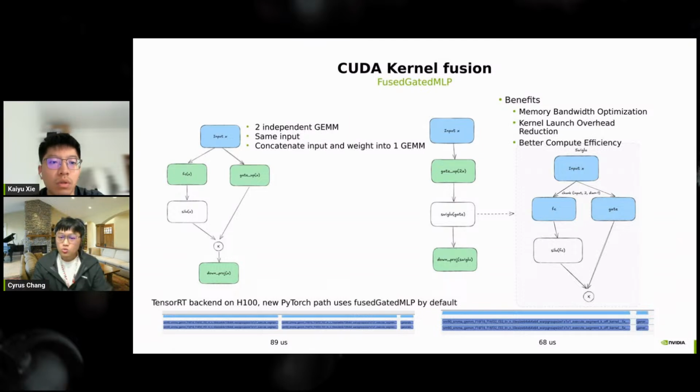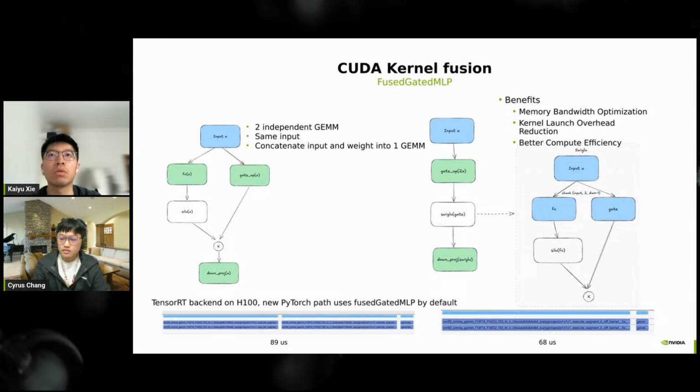After we do this, the new workflow is shown on the right. The input X will be passed into the new fused gate-up GEMM, where the input X will be duplicated and the weights of the FC and the gate-up will be concatenated. After this gate-up projection GEMM, they will go to the new activation kernel, which is the 3-GLUE kernel.